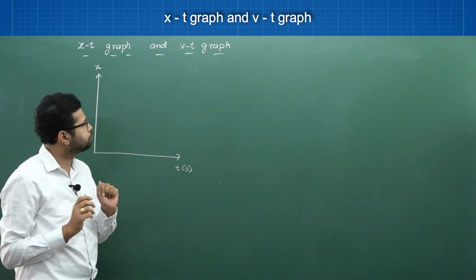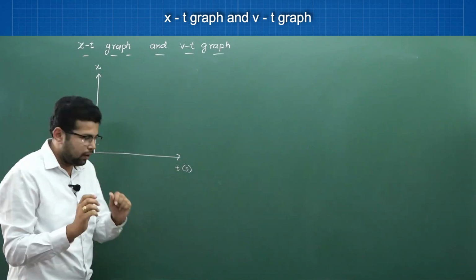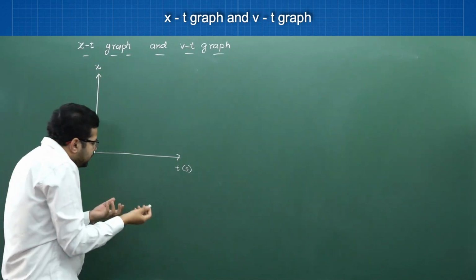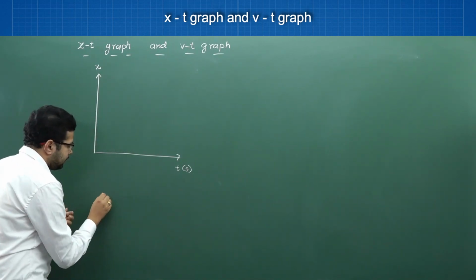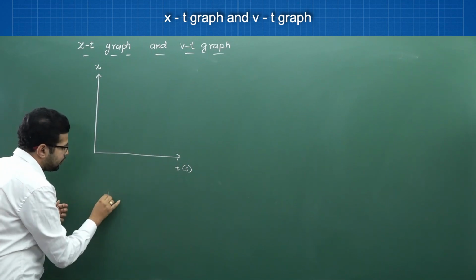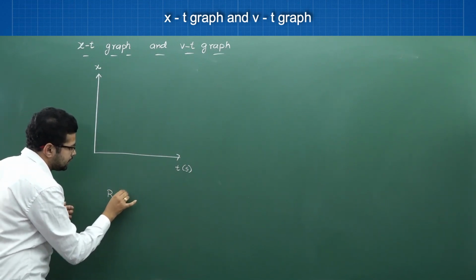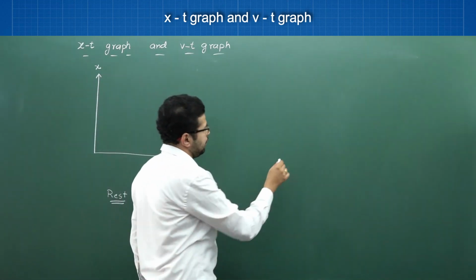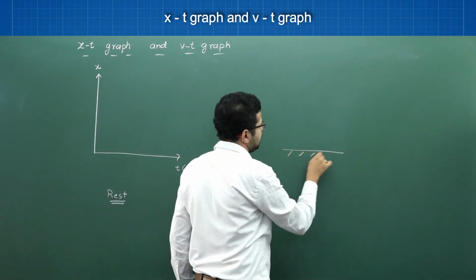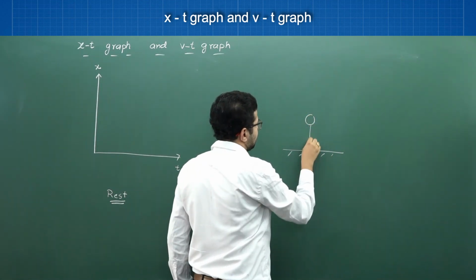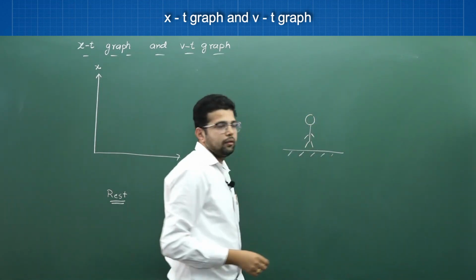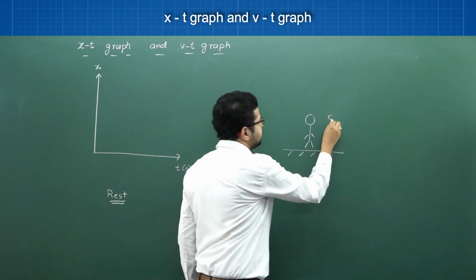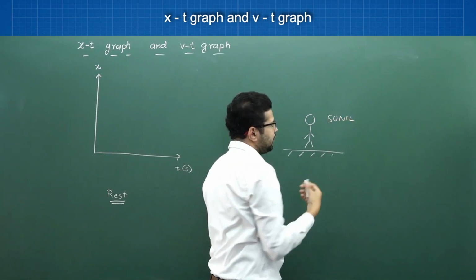Now, what we will do? We will draw an xt graph for a particle which is at rest. Let me take one example. Say there is a person named Sunil. He is waiting for the bus.